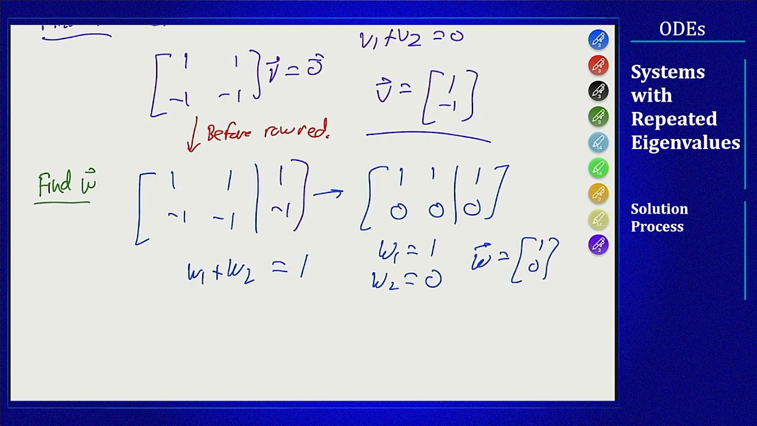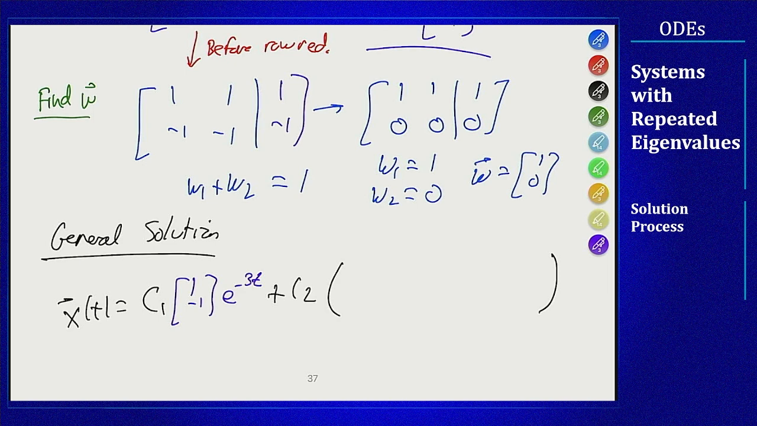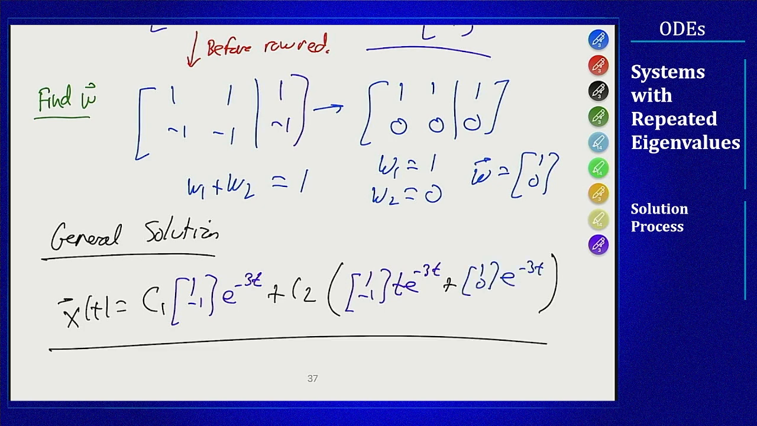So now that I have v and w, I can write out my answer. What am I going to get? Well, x of t is going to be c1 times v e to the -3t plus c2 times the entire second term, which is going to be v times t e to the -3t plus w e to the -3t. And that there gives a general solution for this problem.